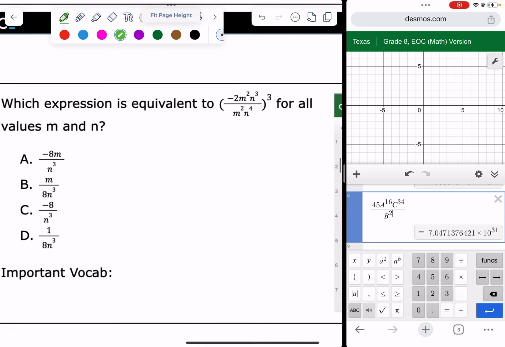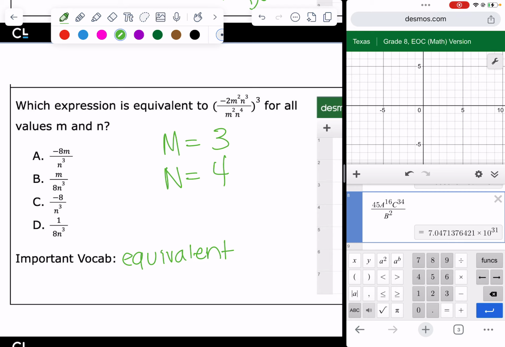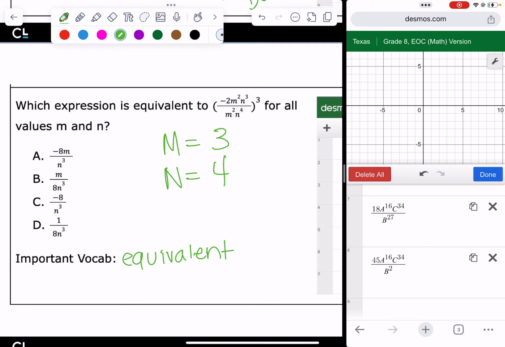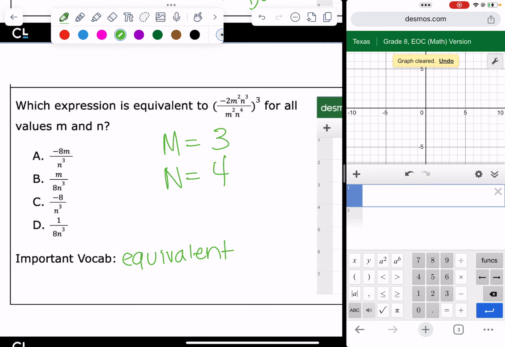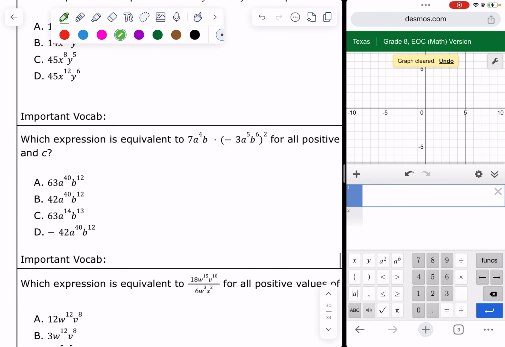Actually, let's do one more. So, which expression is equivalent to this, for all the values of m and n? My important word, equivalent, okay? So, I have the letters m equals 3, n equals 4. So, same thing we just did. Actually, let's do a different one. I changed my mind. Let's go all the way down here, this one.